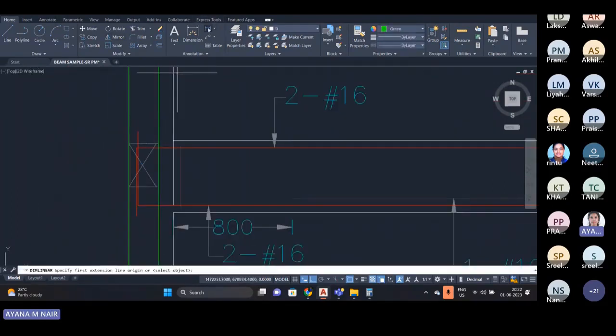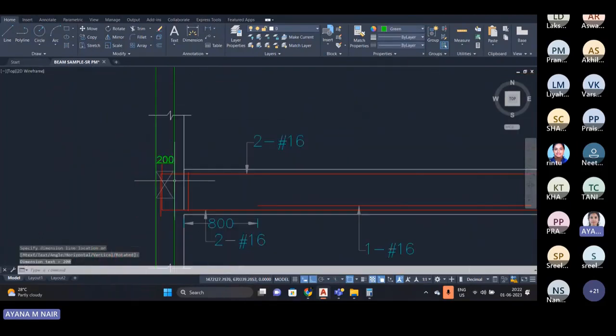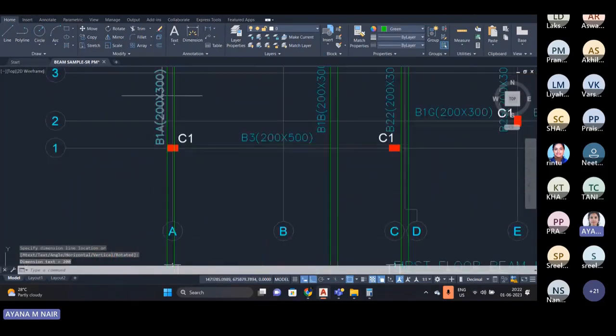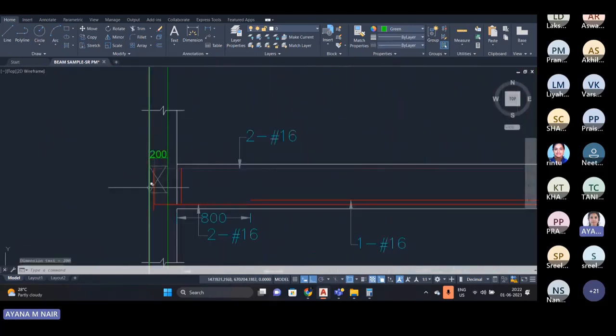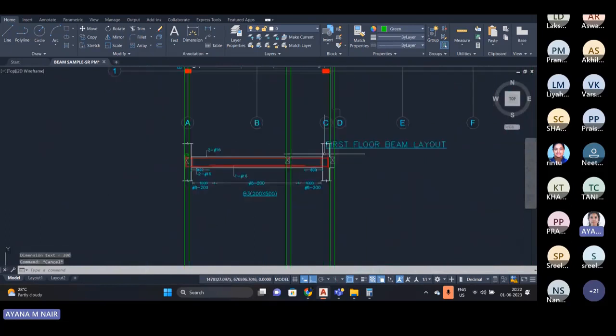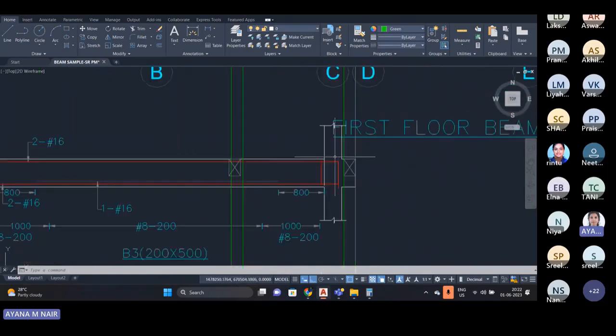Now you can check the dimension. The dimension is 200. So the beam section B1A is 200 by 300. So it is corrected. Similarly, we have to correct all these beams. Actually this beam is aligned with this X line, so it is already correct.